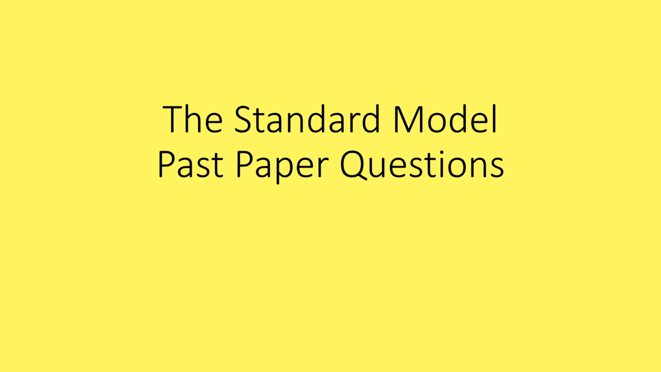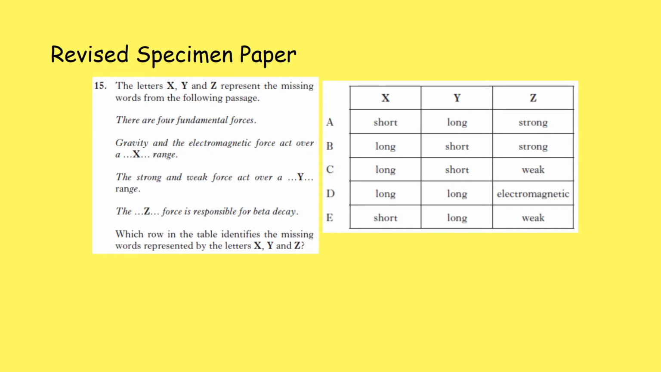Okay, so let's have a look at some standard model past paper questions. Revised specimen paper. The letters X, Y, and Z represent missing words from the following passage. There are four fundamental forces. Gravity and electromagnetic force act over a X range. The strong and weak force act over a Y range, and the Z force is responsible for beta decay.